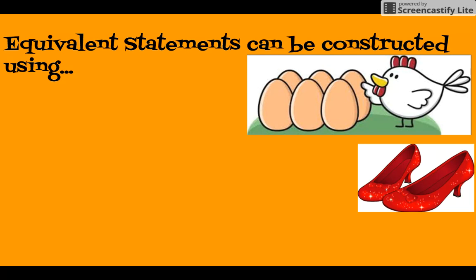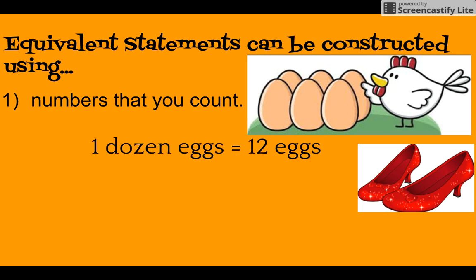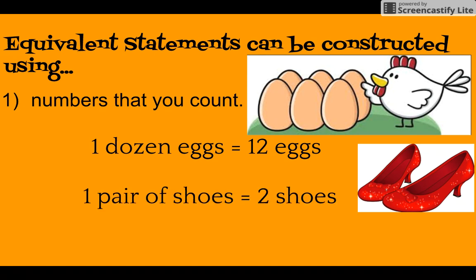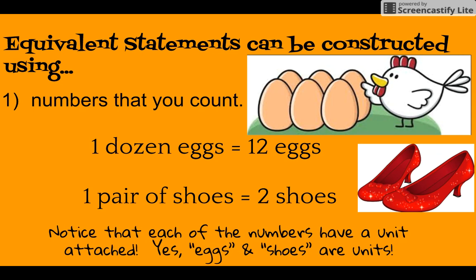Equivalence statements can be constructed 4 different ways. The first way would be using numbers that you count. Let's look at the chicken and egg thing. So 1 dozen eggs equals 12 eggs, right? Dozen equals 12. Let's look at the pair of red shoes. So 1 pair of shoes equals 2 shoes. And notice that each of the numbers has units attached. So eggs and shoes, yes, they're units.